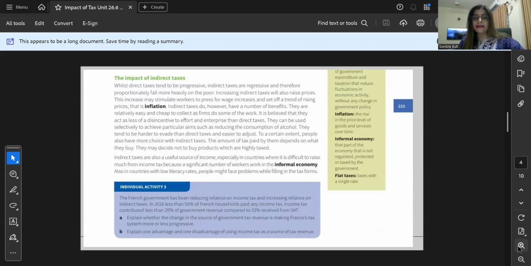Now, while direct taxes tend to be progressive, indirect taxes are regressive, and therefore they fall proportionally more heavily on the poor. And that is the reason they are called regressive in nature. Indirect taxes are also a useful source of income, especially in countries where it is difficult to raise much from the income tax, because a significant number of workers work in the informal economy. Also, in countries with low literacy, people might face problems while filling in tax forms.